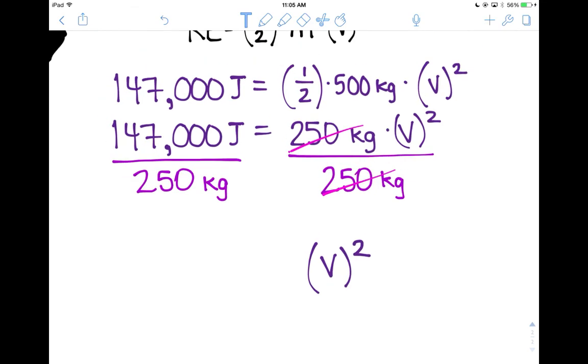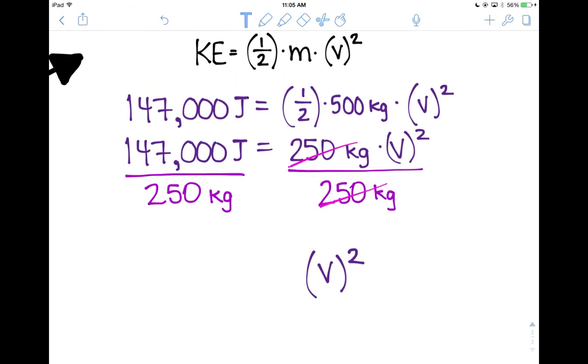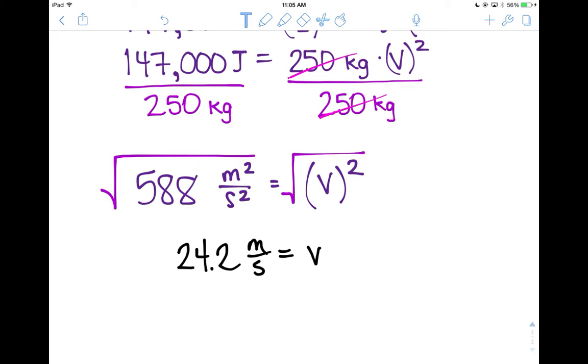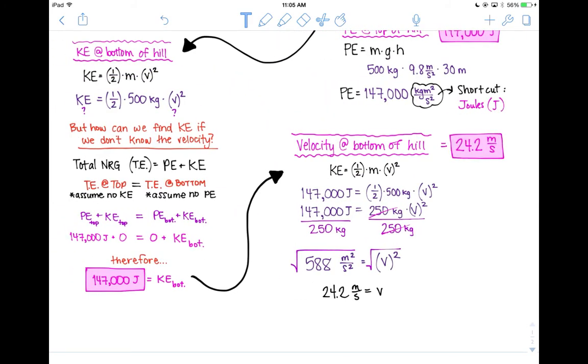Then we're left with v squared equals 147,000 divided by 250, which gives 588 meters squared per second squared. If I square root each side, I get 24.2 meters per second equals the velocity. And that's all there is to it.